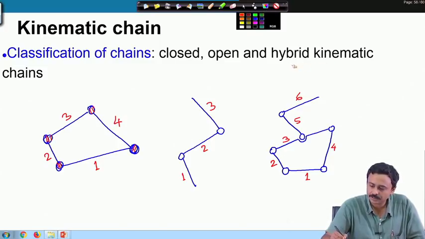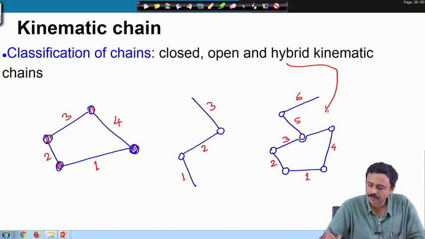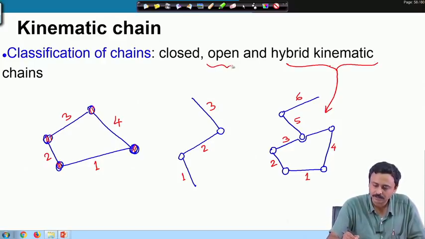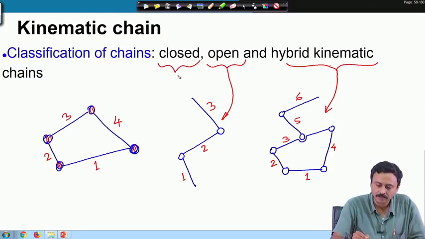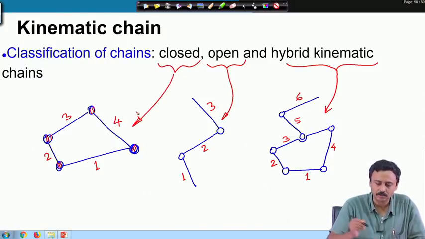So, this is a hybrid chain, this is an open chain and this is a closed chain.